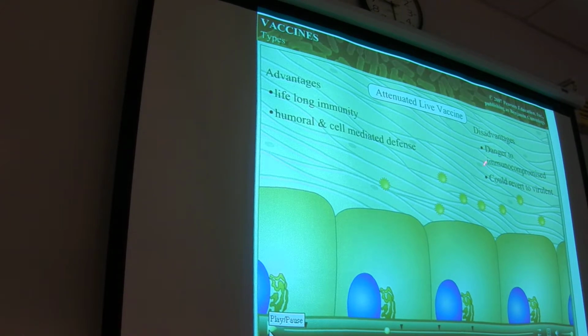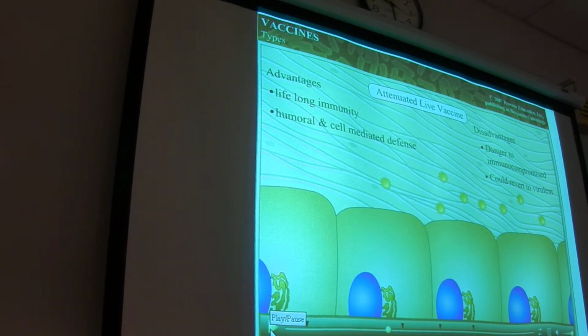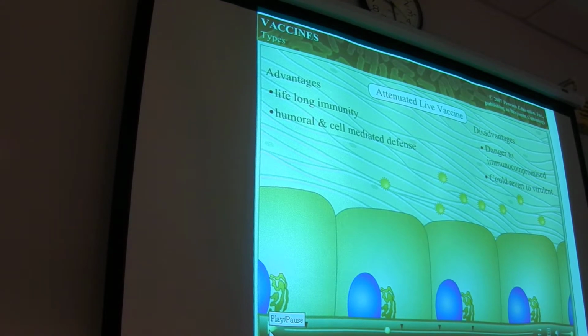Now the disadvantages. If someone's immunocompromised, so they have a weakened immune system for some reason, the pathogen, even though it's low dose and weakened, can still cause an active infection if there's no immune system to block it. And there are cases where it could revert to virulent. If there's some mutation going on, whatever the mutation was to weaken it, if it somehow gets reversed, it could then become a strong virus or bacterial infection again. So for instance, if they ever come up with an HIV vaccine, they would never use an attenuated live vaccine, because there's always the potential of getting an active infection.